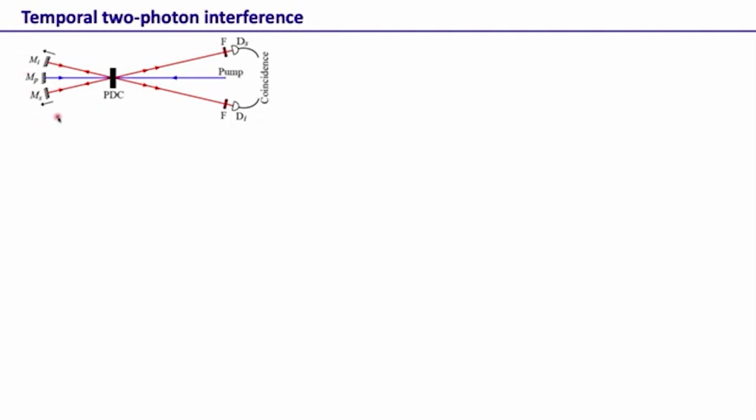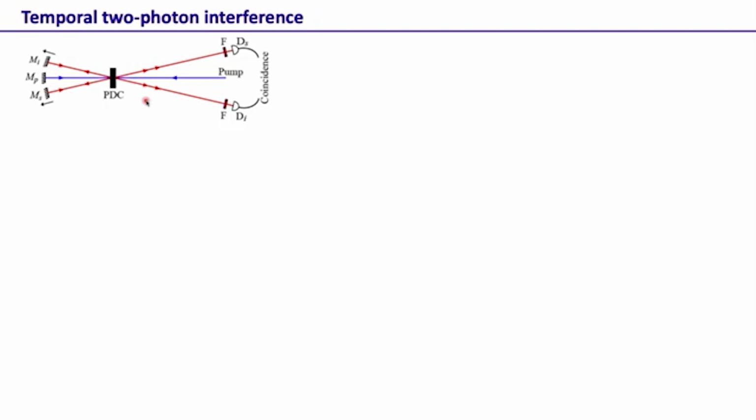Today's lecture will try to work things out with all the mathematical details, and in the next lecture I'll try to give a more intuitive understanding of how this interference actually works. So today's lecture will work things out in mathematical detail and rigor, and I'll also have this math posted as lecture notes. Okay, so let's get started with this temporal two-photon interference.